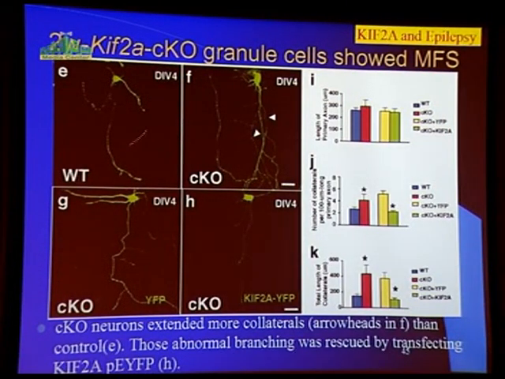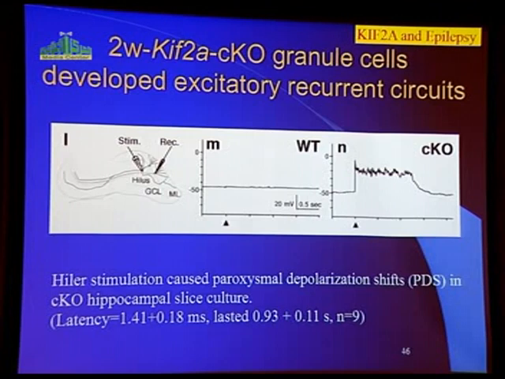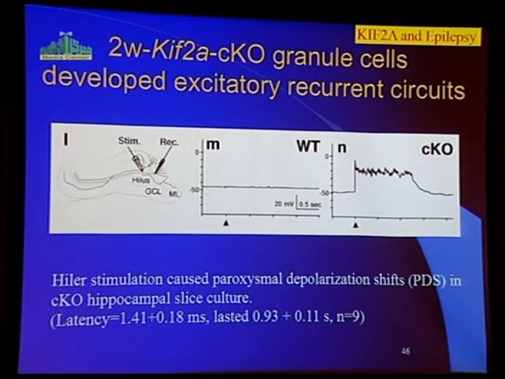That is true. If you culture granule cell, this is wild type, and conditional knockout, many long branch of the axon emerge. This could form recurrent circuit. And if you express exogenously KIF2A, then you can rescue this phenotype. So this happens clearly because of the loss of KIF2A.